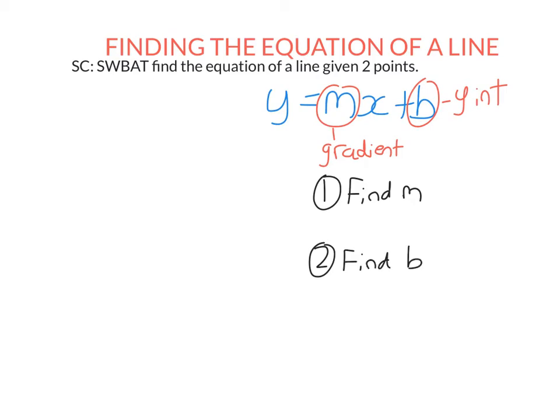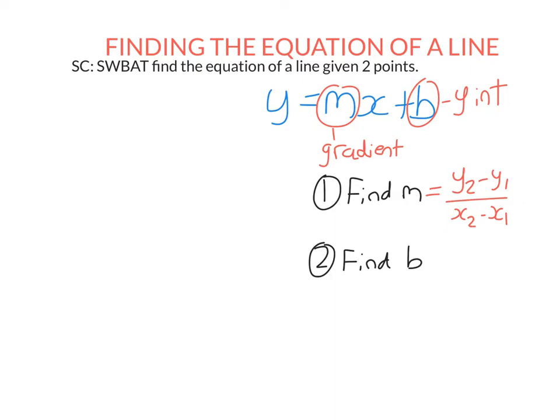So when we're given 2 points, we're going to find m using this formula, the 2-point formula, y2 minus y1 over x2 minus x1. So this means the y coordinate of the second point, minus the y coordinate of the first point, over the x coordinate of the second point, minus the x coordinate of the first point. So we're going to use that formula to find the gradient.